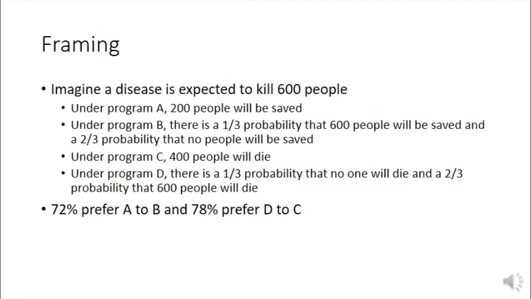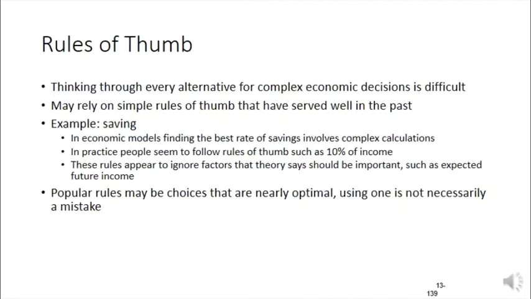same meaning. So the difference between a program that saves 200 people and a program that kills 400 people is null. Those are the same disease prevention programs. Yet in survey data, people prefer program A to program B and program D to program C, which doesn't make a lot of sense. Yet the way in which the information is presented to us is going to influence how we make our choice. We really need to engage that critical part of the mind.